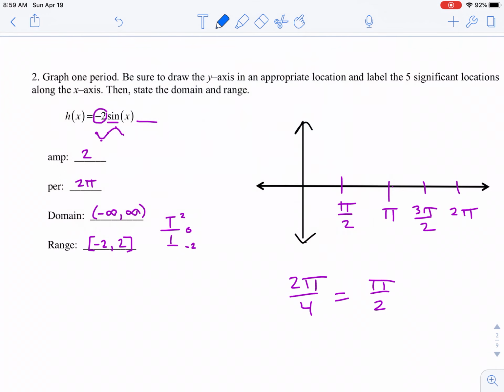And now I'm going to take this shape that I drew over here, and I'm going to apply it, but I need to make sure I put in a y-axis. So we're going to go up to 2, down to negative 2. So I'm going to start on the midline at 0, 0. I'm going to go down to the minimum, back to the midline, up to the maximum, back to the midline. And I'm going to draw in my shape as best as I can with my arrows. And that's my graph.